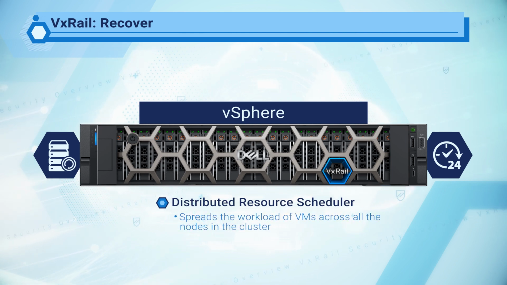As VM resource demands change, DRS can migrate VM workloads using vSphere vMotion to another node in the cluster so that the changing workload is more evenly balanced and no single node is overburdened.